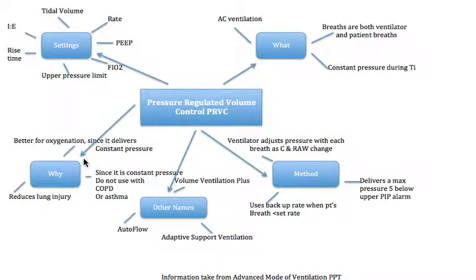So let's go over here to why. Why would you use this? This is the mode you guys are going to see the most often. So you would use this because it's really good because it reduces lung injury, right? Because it's constantly adjusting the pressures.